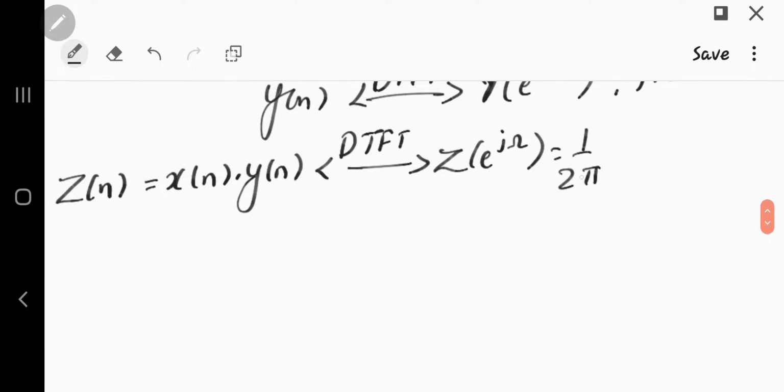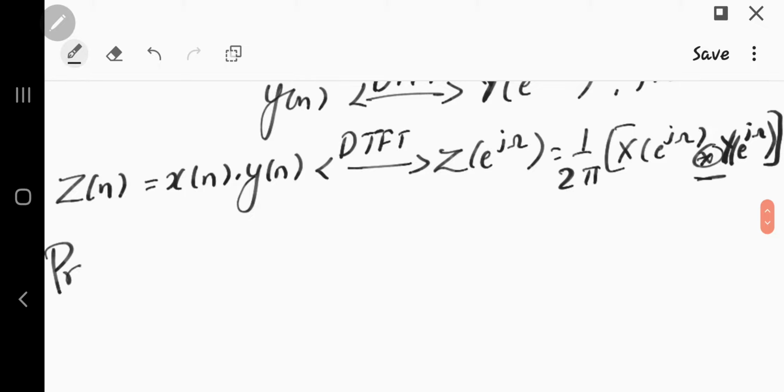Here this 1 by 2 pi is for one particular period. That's why this is also represented as the periodic convolution. So Z of e power j omega is equal to 1 by 2 pi, X of e power j omega convolved with Y of e power j omega. This symbol indicates a periodic convolution, that is, for one particular period we can consider.